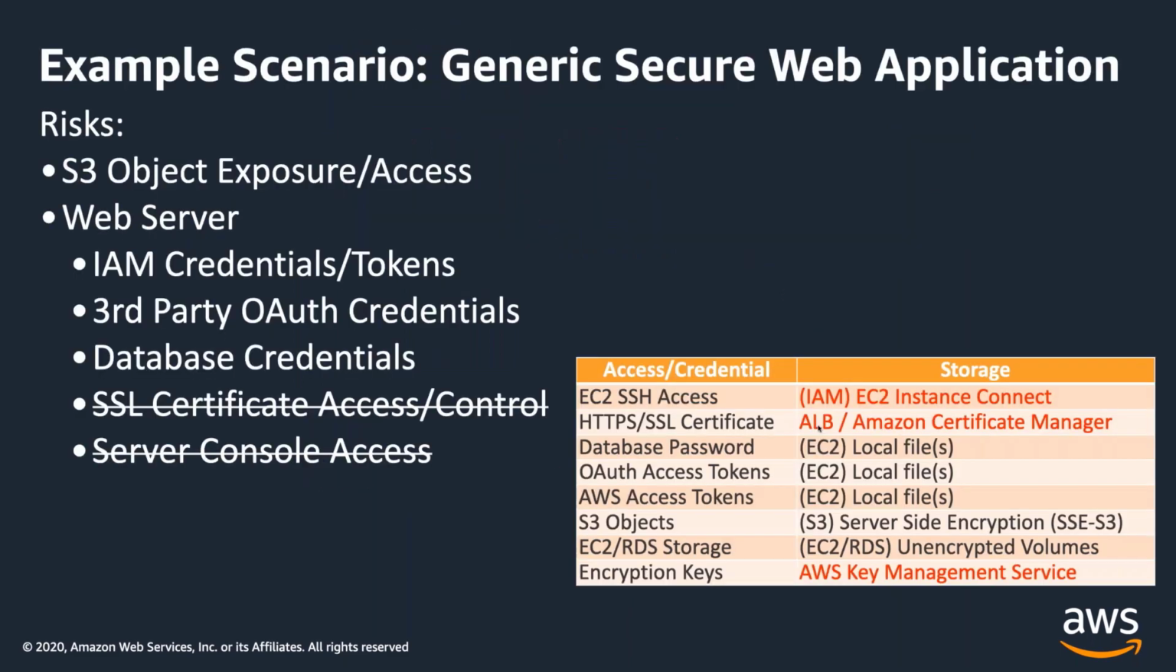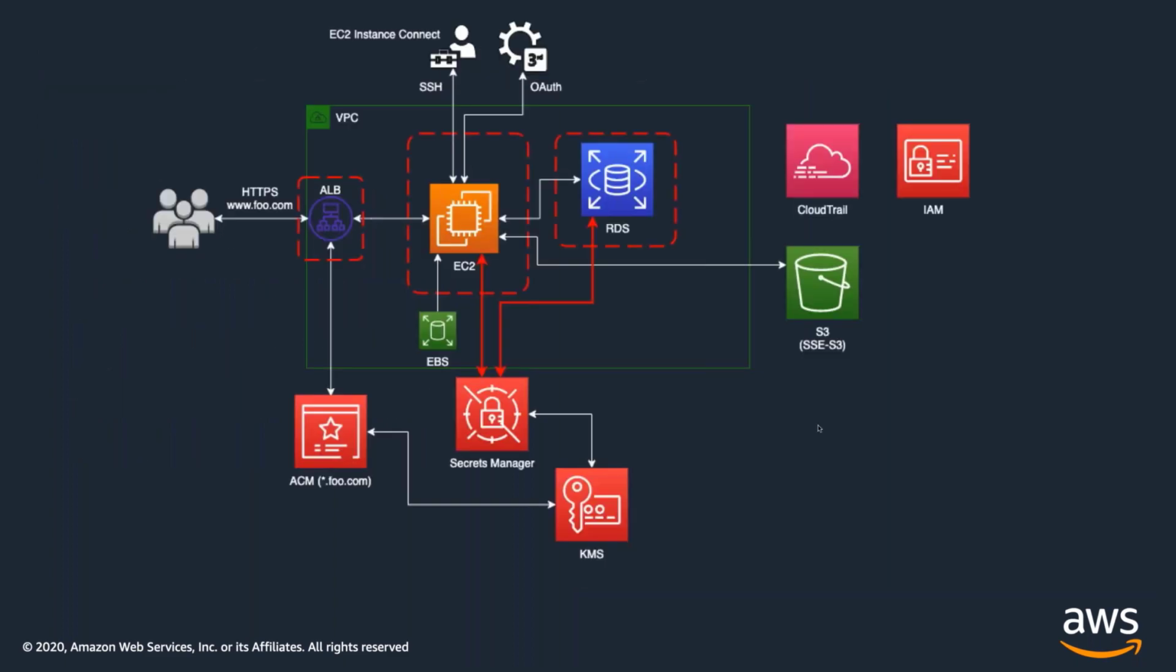So if we go back to our table here, we've removed two of our risks. Again, SSH access, we've moved to Instance Connect. We're using ACM, and now we've brought the Key Management Service into the picture for encryption keys. So we've still got a number of other risks here. Let's see if we can get rid of more of them.